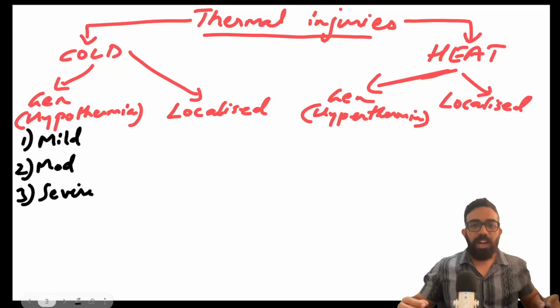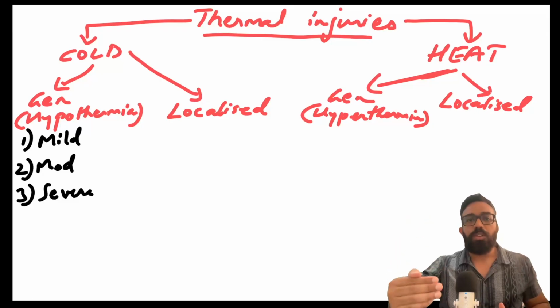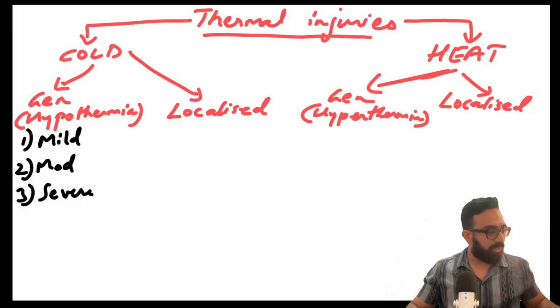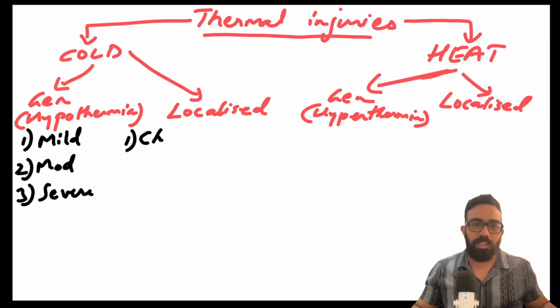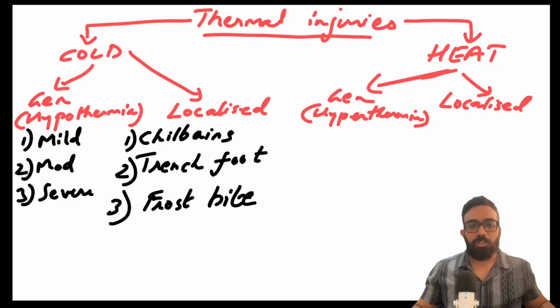Now, if we divide localized cold injuries on the basis of severity from the least severe to the most severe, the classification goes something like this: the least severe condition is called chilblains. Then comes trench foot. Trench foot is due to wet cold. And then frostbite. Each of these I'm going to discuss in detail. So don't worry. Right now I'm just teaching you the classification, how to memorize it.